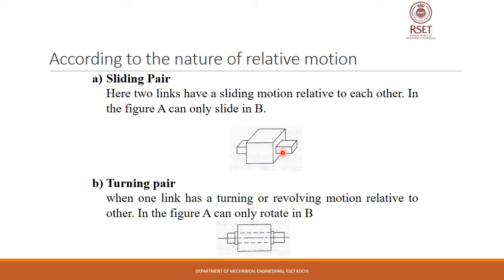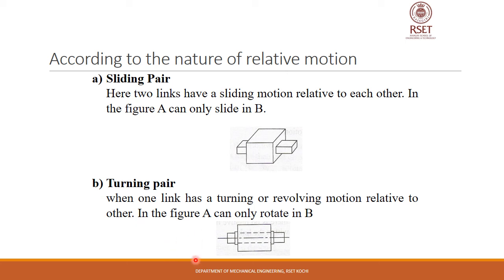Another example is the piston and the cylinder of an IC engine. Inside the cylinder, the piston has a sliding motion, and so it is another example for sliding pair. Turning pair: if the connected links have only rotation or revolving motion, then it is an example for turning pair.